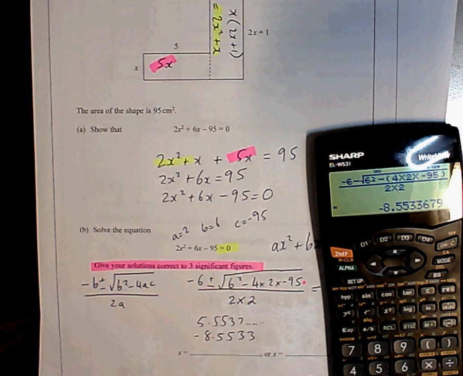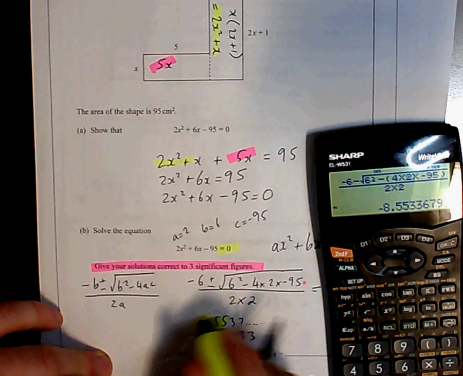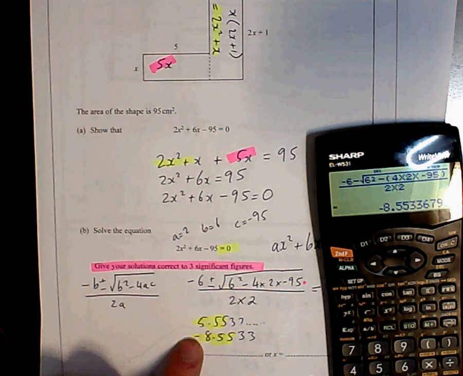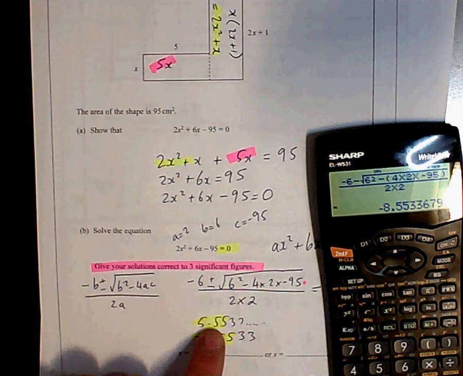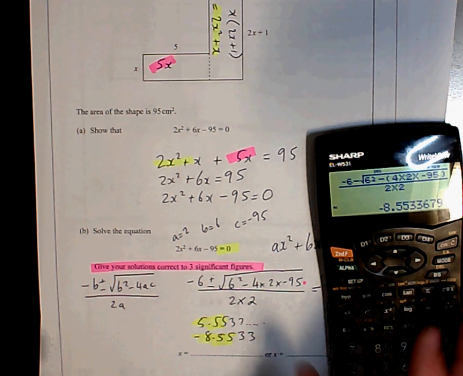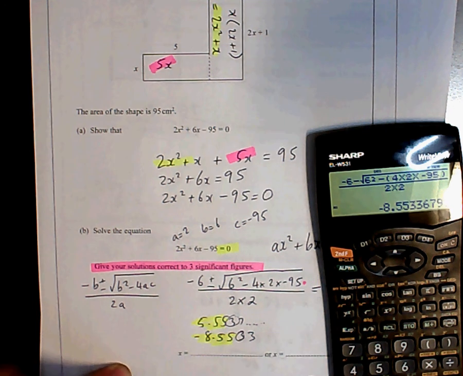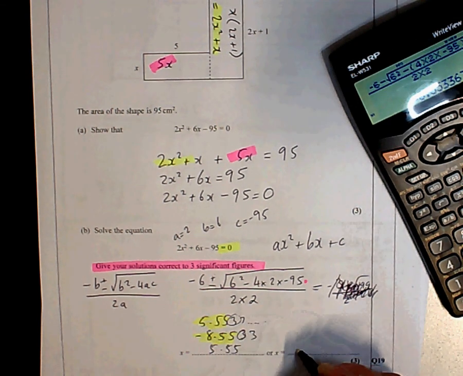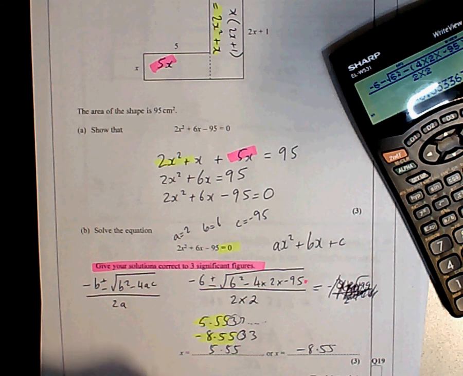Rounded again, 3 significant figures. So the first 3 numbers are the most important: 5.55 and minus 8.55. Or it goes up to 5.56, or be careful, decimal negative, 8.56 as well, but it's a 3 that's getting lopped off first. So it's less than 5, so it just stays as that. So 5.55 and minus 8.55. Lots of time spent doing that.